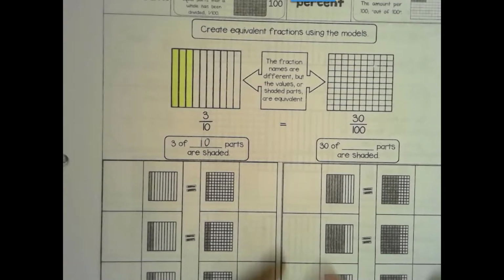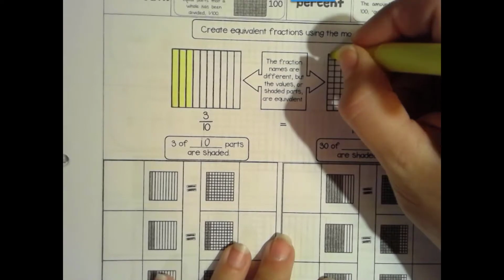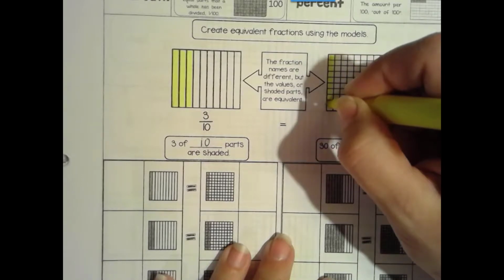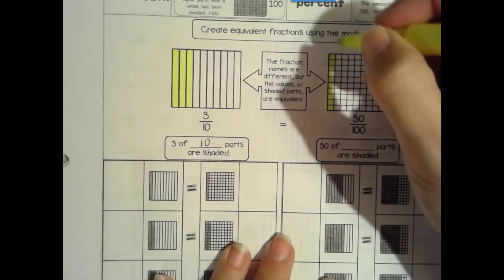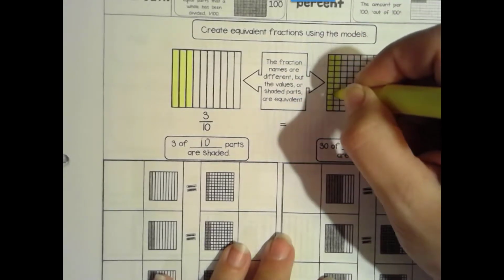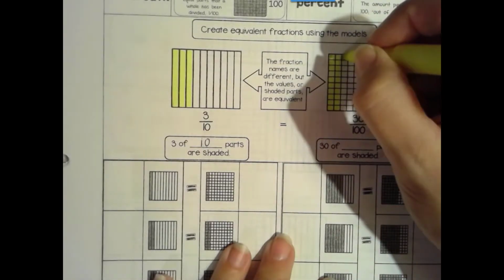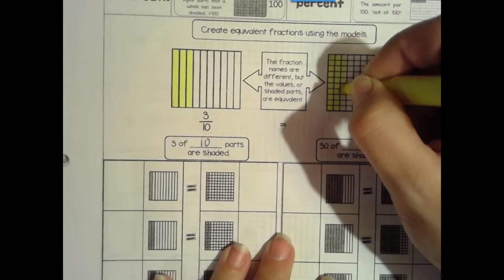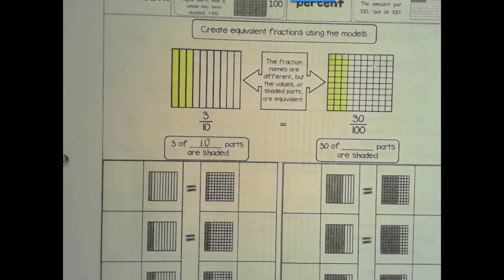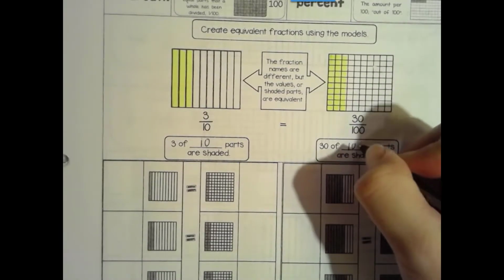Now we're going to show 30/100. So this is cut into 100 pieces. 1, 2, 3, 4, 5, 6, 7, 8, 9, 10 pieces right there. 11, 12, 13, 14, 15, 16, 17, 18, 19, 20, 21, 22, 23, 24, 25, 26, 27, 28, 29, 30. 30 of 100 parts are shaded in.